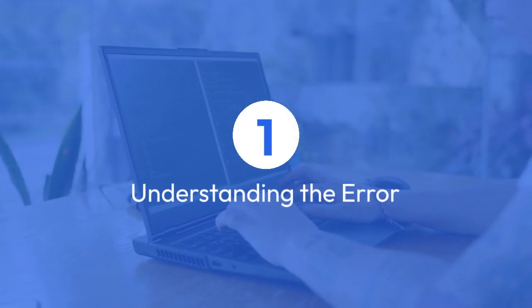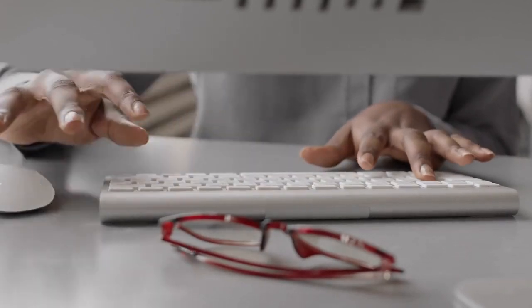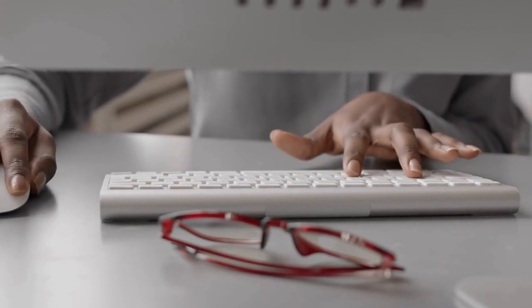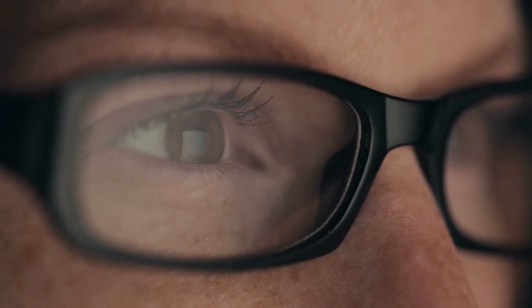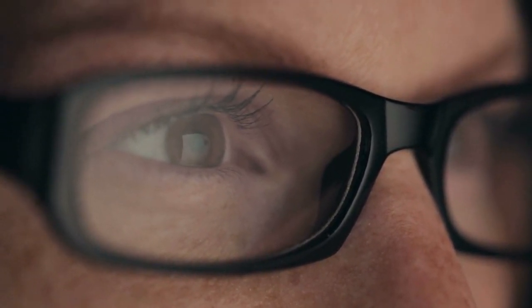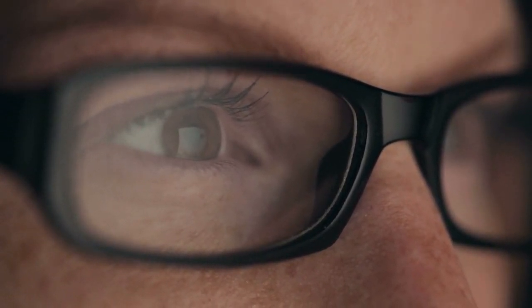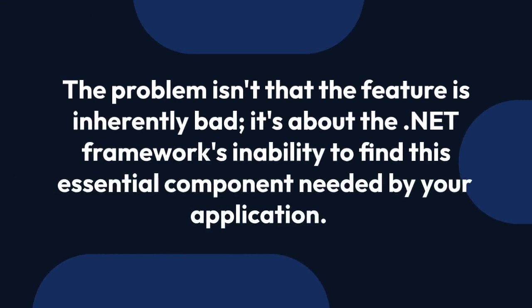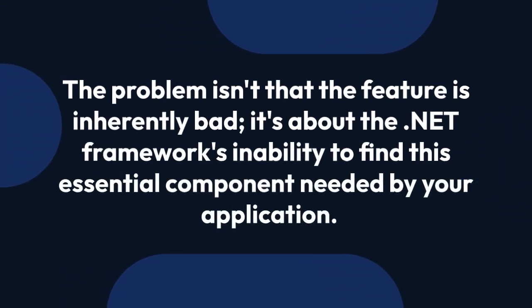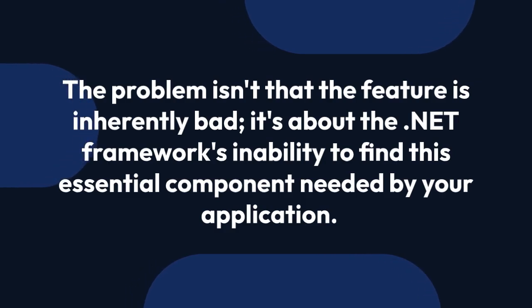1. Understanding the error. The error message itself points to a missing or corrupted assembly called System.Runtime.CompilerServices.Unsafe. This assembly contains features allowing unsafe code execution, code that bypasses some of the .NET framework's safety checks, often used for performance optimization or interacting directly with memory. The problem isn't that the feature is inherently bad. It's about the .NET framework's inability to find this essential component needed by your application.